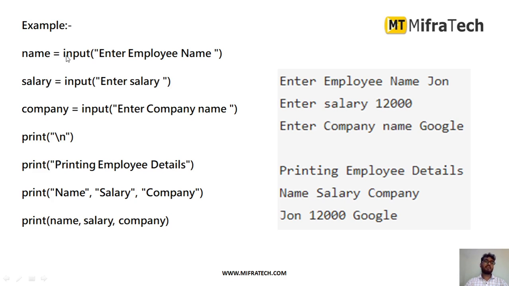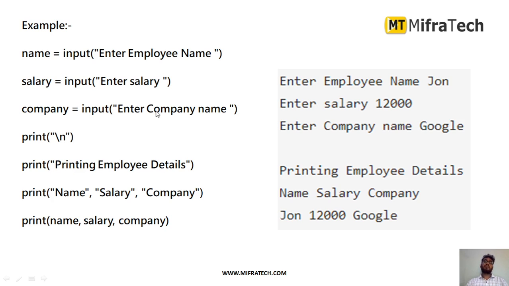So in this example, I have taken name is equal to input of enter employee name. So here, as I told, enter employee name is a prompt and name is the return variable when compared to the syntax. So with the input function here, I am telling the user to enter employee name. After the user entered the employee name, that name will be stored in the variable name. So in a similar way, I am asking salary is equal to input of enter salary, company is equal to input of enter company name. After that, I am using backslash n to go to the next line.